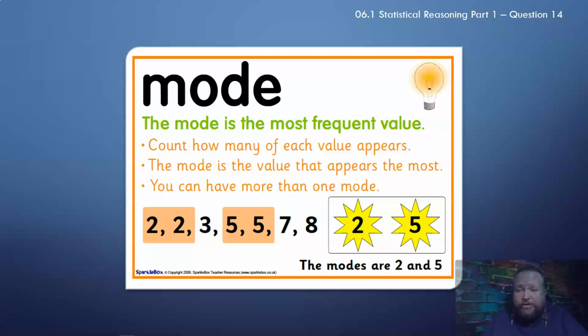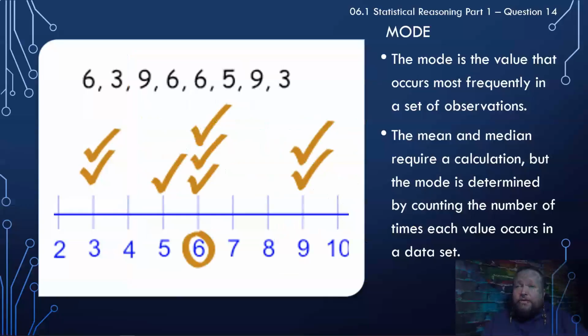And the mode kind of tells you that information and can be combined with the rest of them. The mode is the value that occurs the most, and like the mean and median require calculation looking at all the data, whereas the mode is determined by just counting the number of times each value occurs. Like the example you see here at the top, I get some 6s, I can see 9s, 5s, 3s, and the lowest number I'm seeing is 3 and the highest is 9.